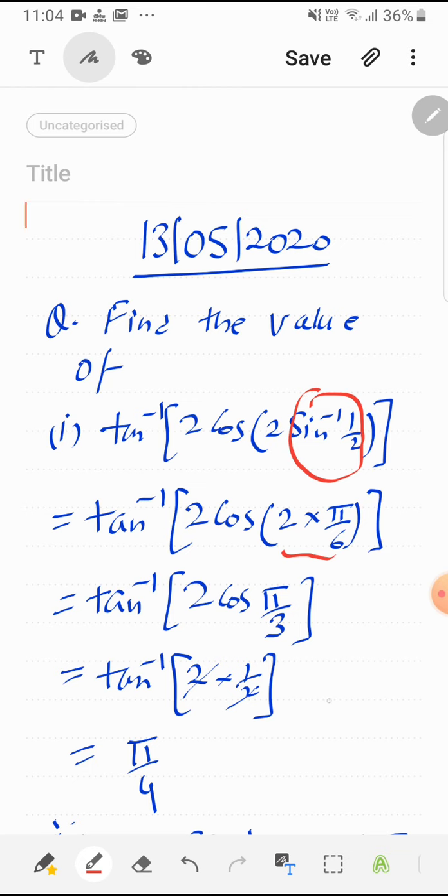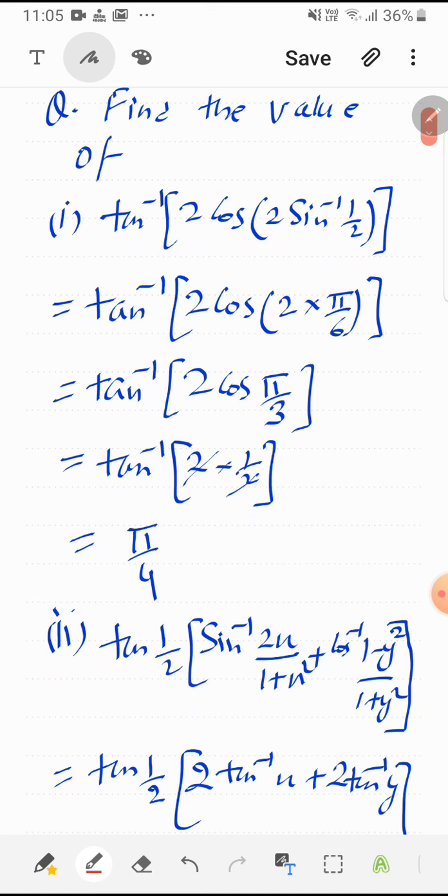Sometimes we don't get the standard value. It may be possible that you get tan inverse 2 or something. So that means there are two possible ways. One, your calculation is wrong, so you have to check your calculation if you are not getting the standard value. Second, you accept the value as it is and leave the answer as it is. Sometimes the answer is not a standard value, so we can leave it as it is.